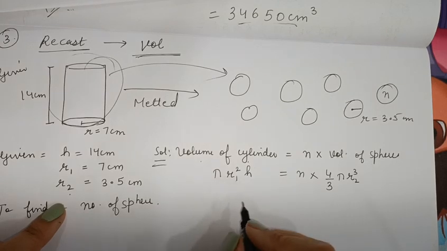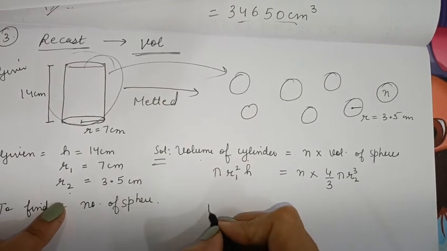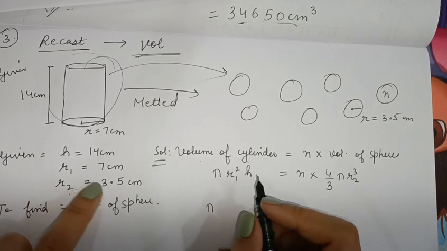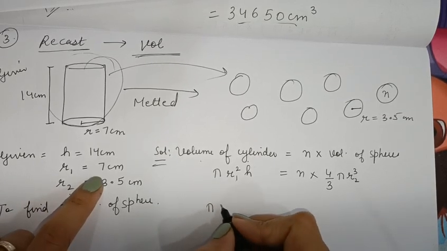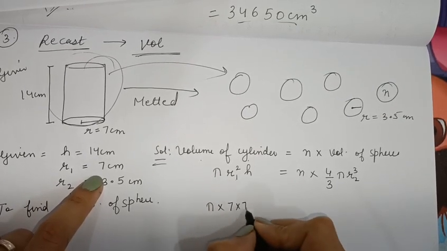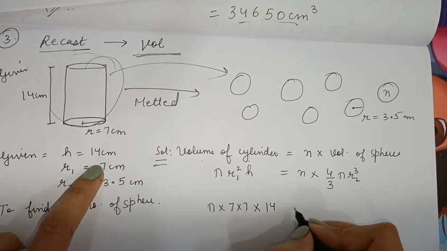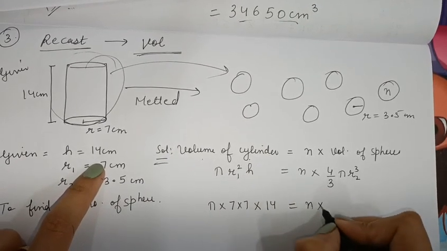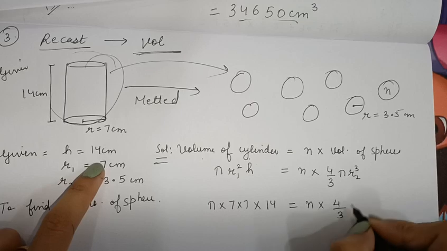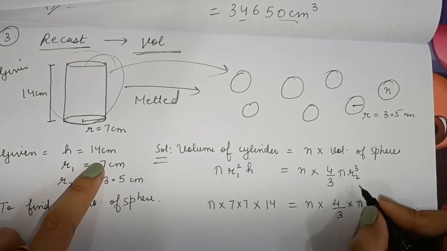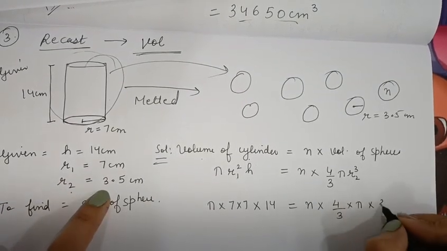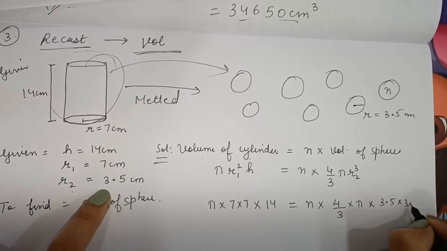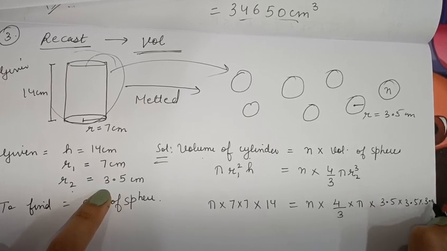So let's substitute the values. Pi r1, r1's value is 7. So r1 square means 7 into 7. Height is given to us as 14. N as it is, we have to find. 4 by 3 into pi into r2 cube. R2 cube means 3.5 into 3.5 into 3.5.